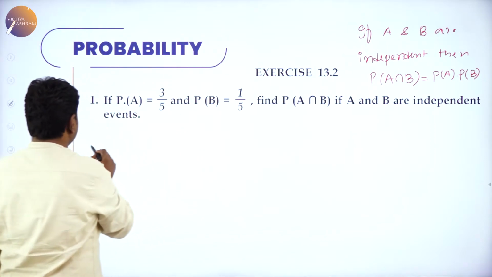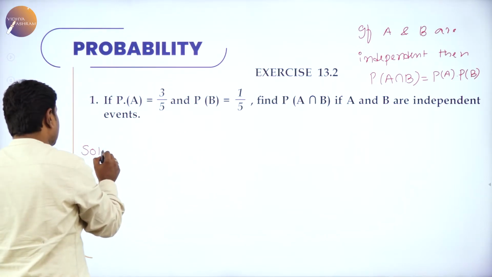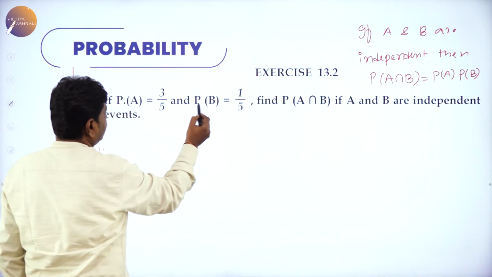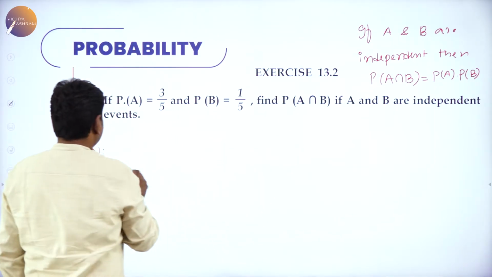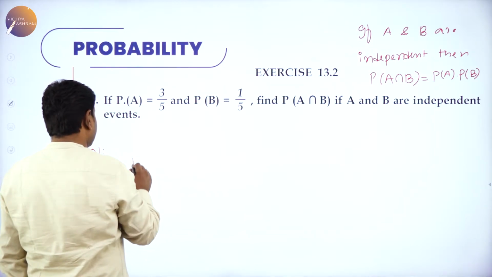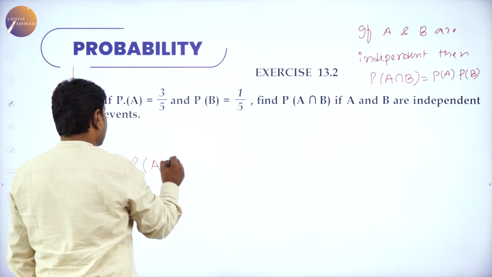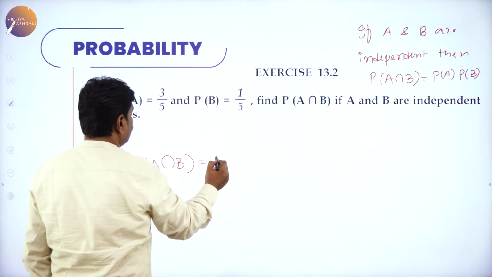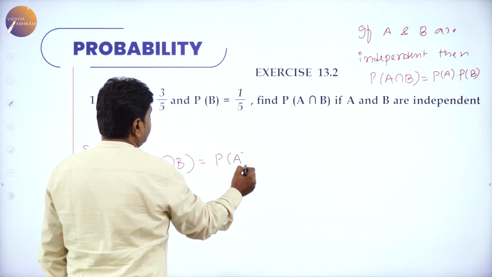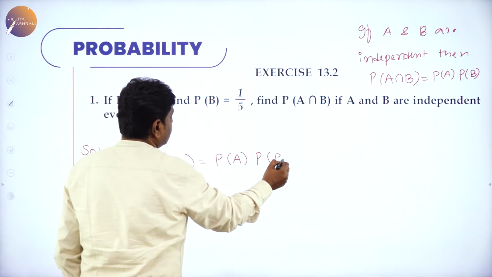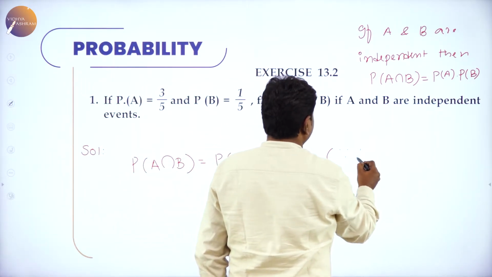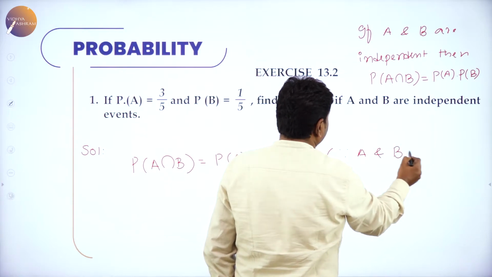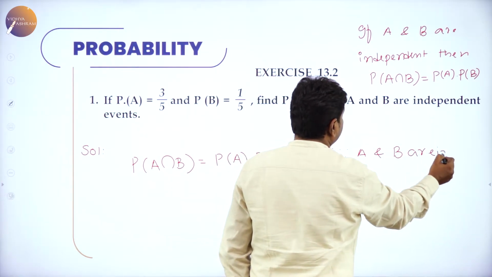So now the first problem, whatever they give, let us solve. So they give P of A 3 by 5. They give P of B 1 by 5. They want you to find P of A intersection B. So now given they want P of A intersection B, I can write P of A intersection B is equal to what? P of A into P of B. Can we write this? Yes. Why we can write this? Since A and B are independent. Because A and B are independent, we can use this.